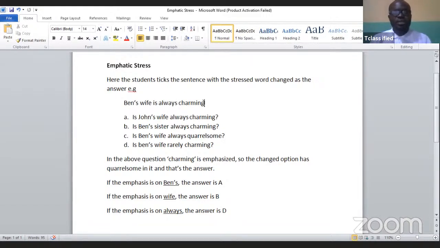Okay. So let me still leave it at what it was before we started. Charming, and that should make option C the right answer, because that is where "charming," which is the stress word, has been changed to "quarrelsome."